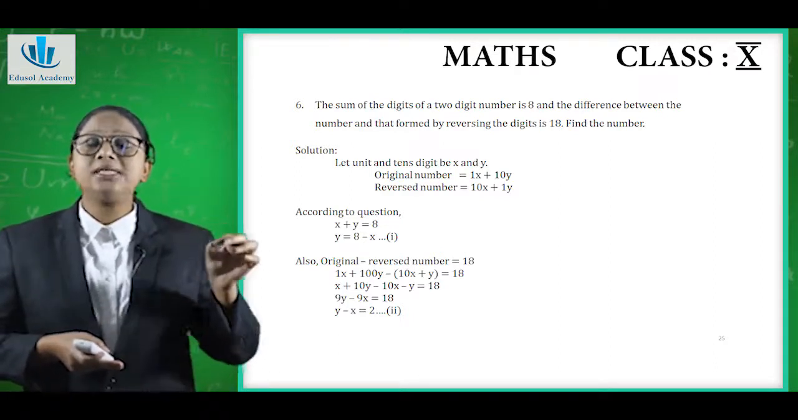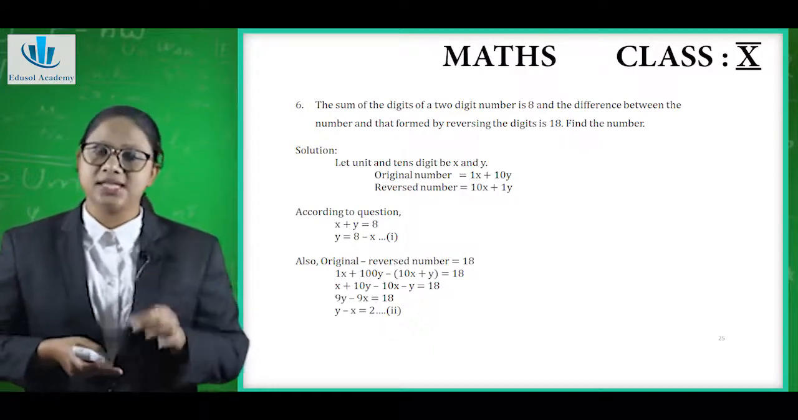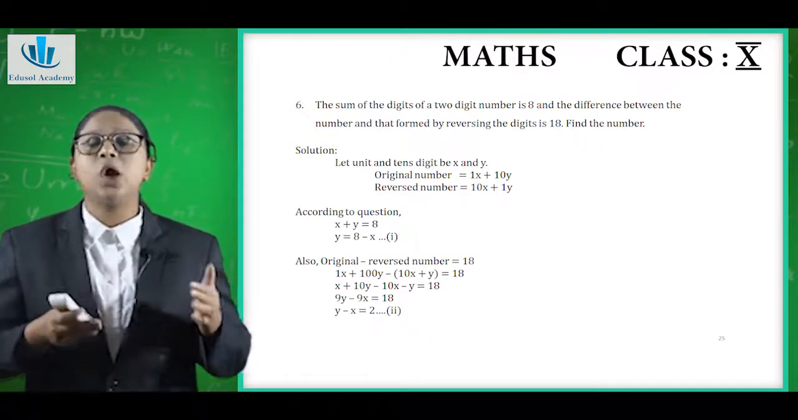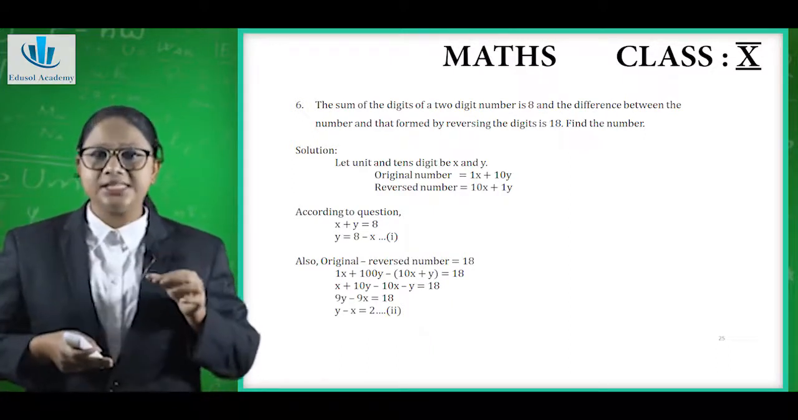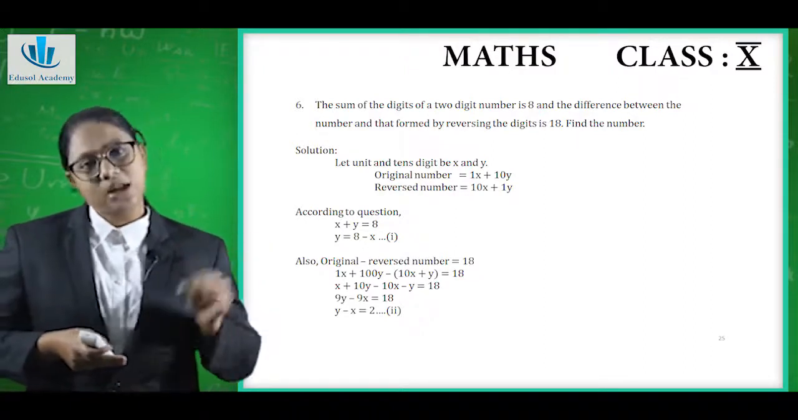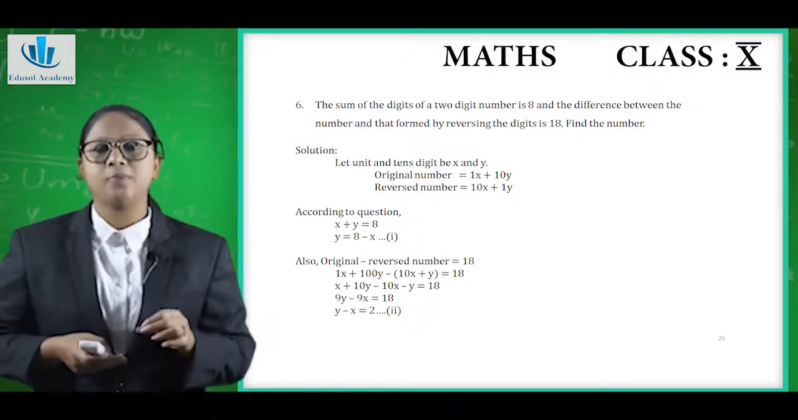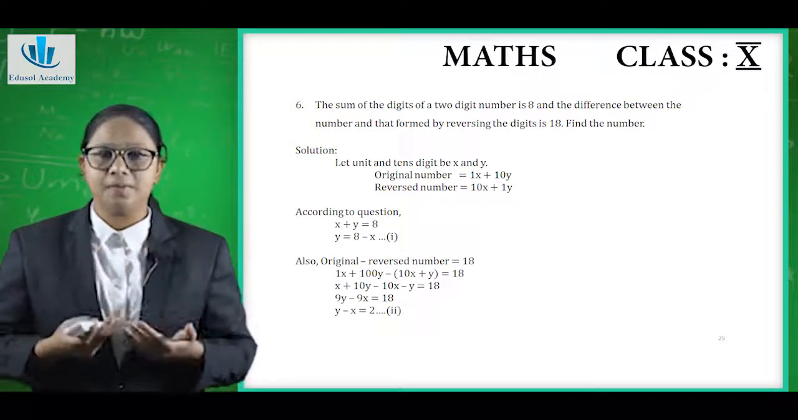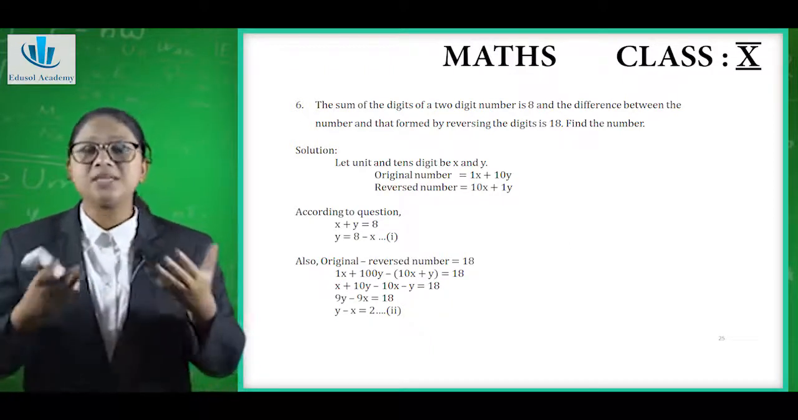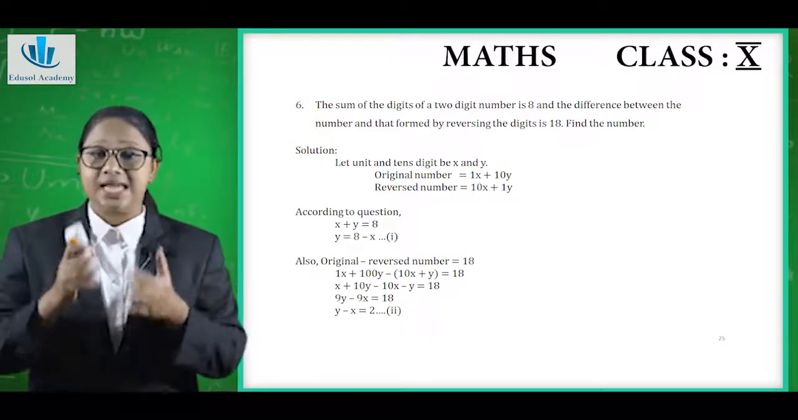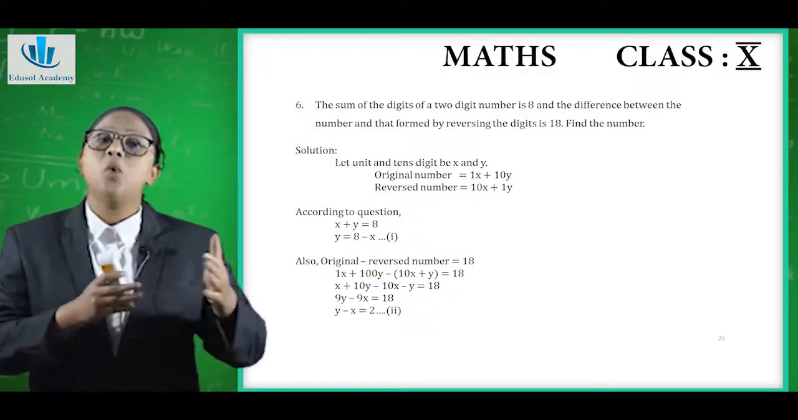81, 1 is in 1's place and 8 is in 10's place. So when we split it, we can write 8 tens plus 1 ones. I hope you got my point. Again, if we take some other number, say 43, we can split it as 4 tens plus 3 ones.